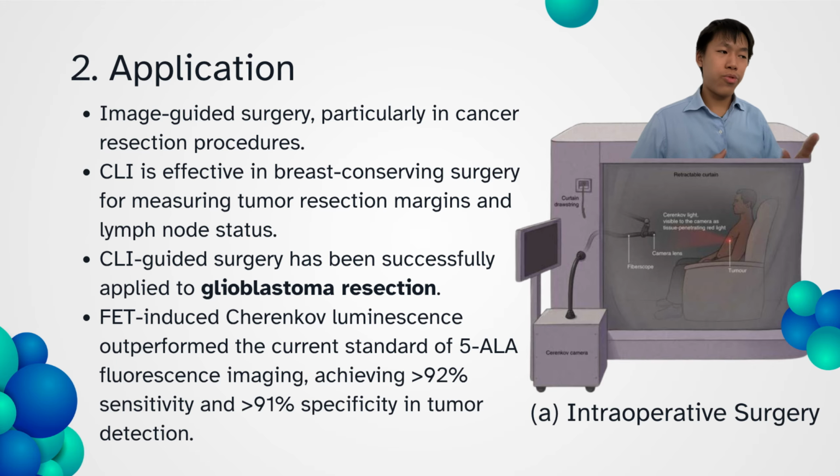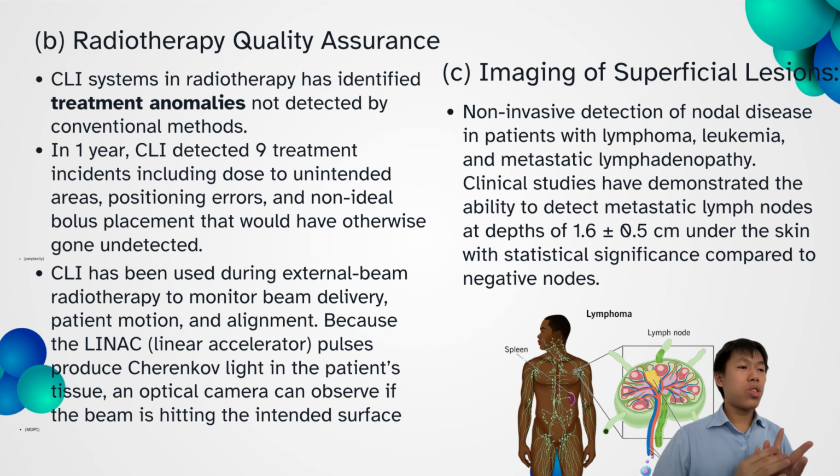Yeah, that's really impressive. And the second one, it can also be used in radiotherapy quality assurance, in which the CLI system in radiotherapy has identified treatment anomalies not detected by conventional methods, for example, conventional methods like SPECT, the PET, and so on. And in 1 year, CLI detected 9 treatment incidents, including those with unintended areas, oxygenic errors, and non-ideal bolus placement.